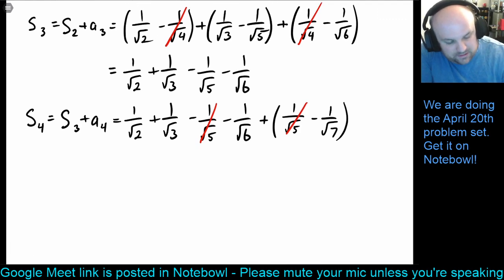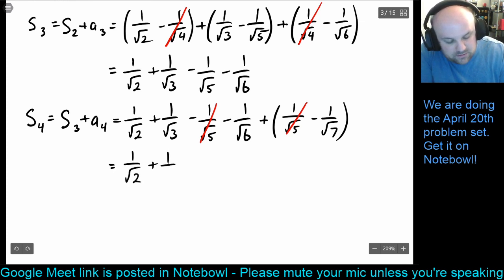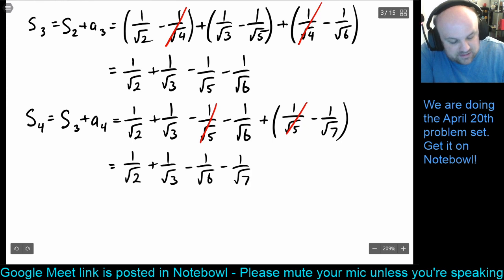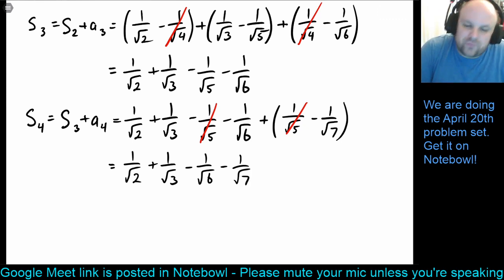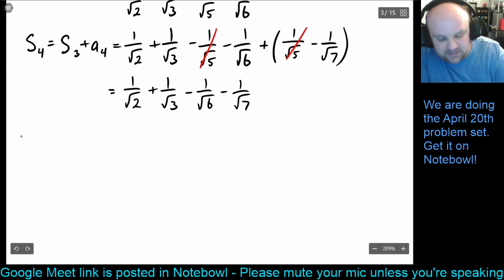So what are we left with? Well, we're left with 1 over square root of 2 plus 1 over square root of 3, and then minus 1 over square root 6 minus 1 over square root 7. Okay, so there's something interesting going on there. These two are just kind of hanging out, and these other two keep canceling out the previous one that was there. Right? Let's do one more just to solidify what's going on there.